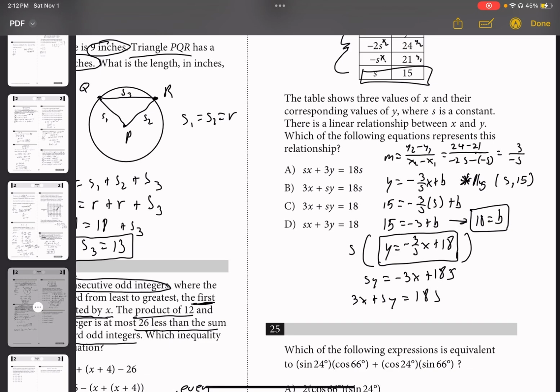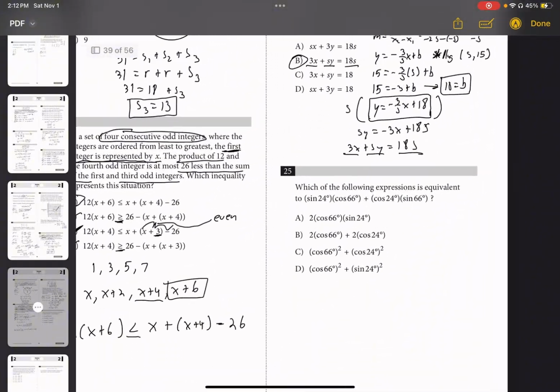Looking at our answer choices, this is going to match up with not C, B, 3x plus sy equals 18s. That's going to be your answer.